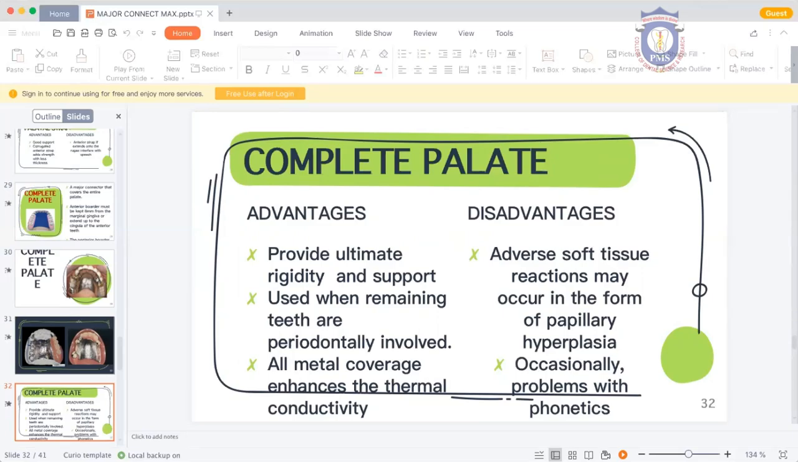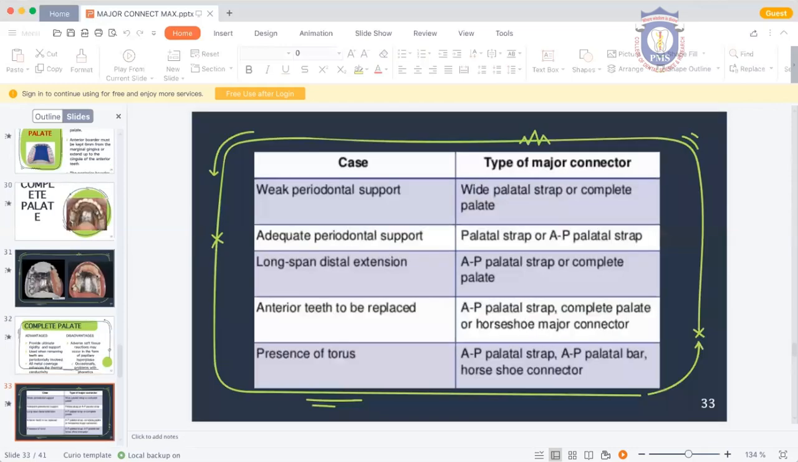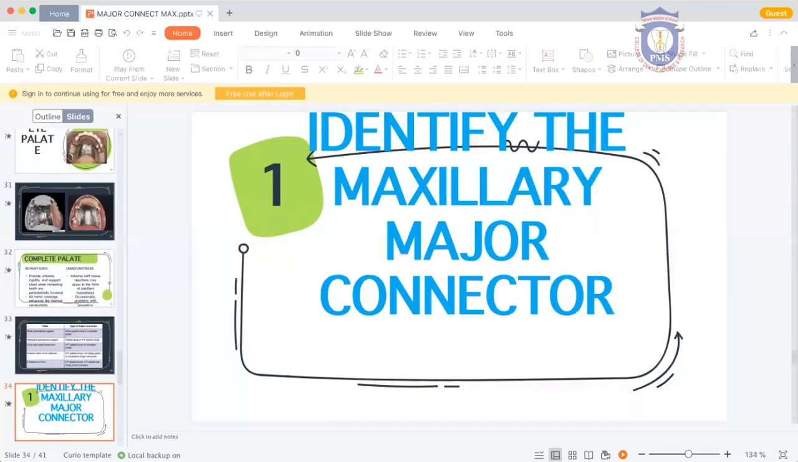Disadvantage: adverse soft tissue reactions may occur in the form of papillary hyperplasia and occasional problems with phonetics. So this is indicated in weak periodontal support. With adequate periodontal support, the palatal strap or anteroposterior palatal strap type of major connector is used. In long span distal extension, anteroposterior palatal strap or complete palate. When anterior teeth are to be replaced, anteroposterior palatal strap is indicated, and in case of a palatal torus, anteroposterior palatal strap or anteroposterior palatal bar connector is indicated.